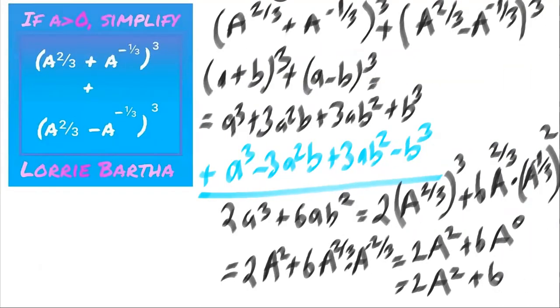So for the second question, it is given that A is more than 0, and in brackets, a to the power 2 over 3 plus a to the power negative 1 over 3, all together powered by 3, plus the same expression repeated one more time.